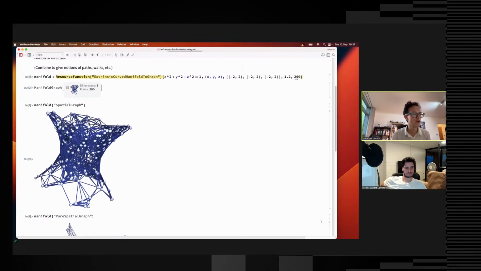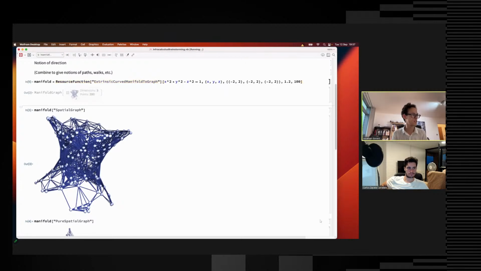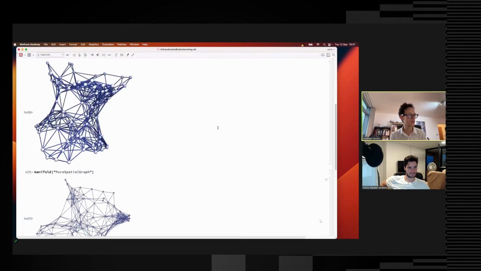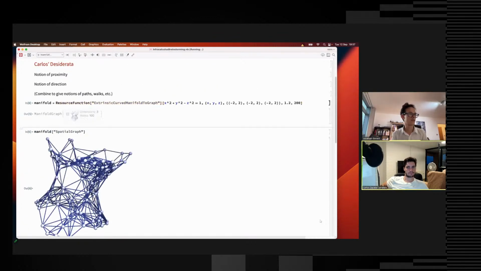As I mentioned before, there are multiple limits that we can take. One of them is just the limit of the number of points. If we made this more sparse, we could have like 100 points or something, and we get a more coarse approximation. We can go back up to 200.